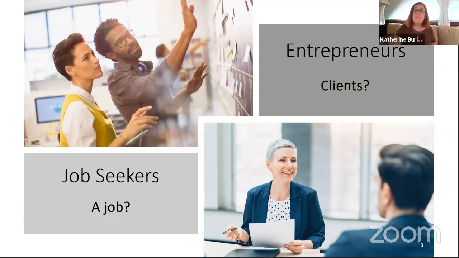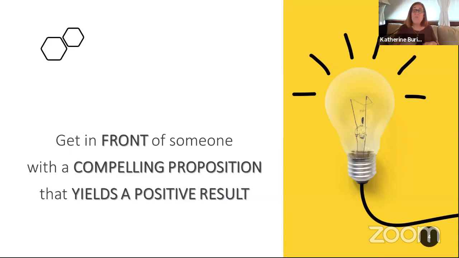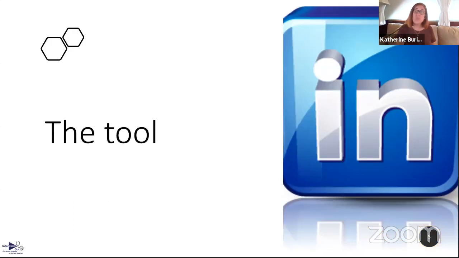very powerful tool. So entrepreneurs or business people and job seekers both have the same objective: to get in front of someone with a compelling proposal or proposition that yields a positive result. Now, the result might be a little bit different. A job seeker is looking for a job. An entrepreneur or a business person is looking for more clients. But you have to get in front of people, and you have to have a compelling proposition. So this is our main point, the main area of commonality. LinkedIn is the tool that allows both groups to function using the same processes to achieve slightly different results.